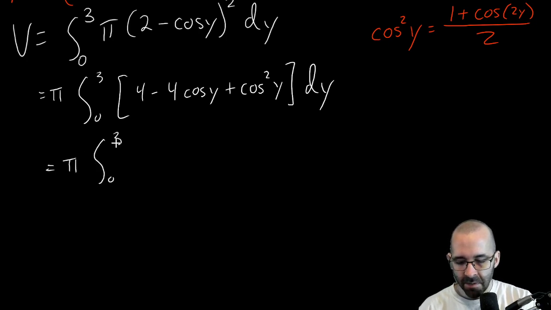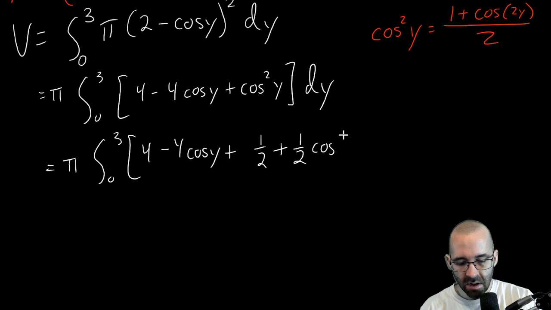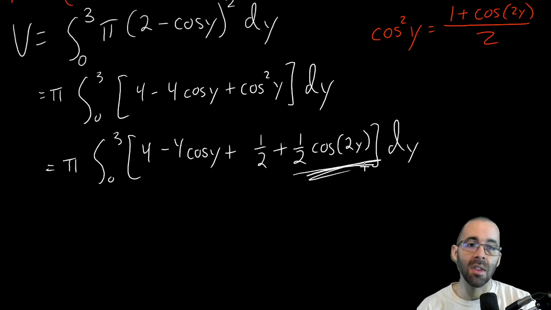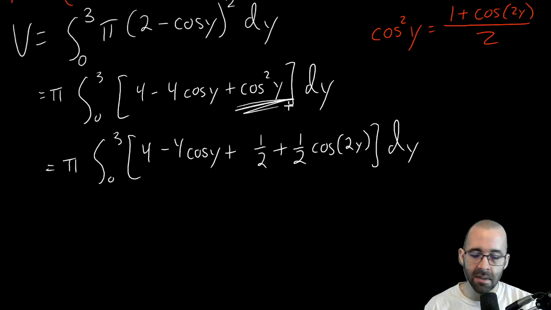So what we have is we can rewrite this integrand. 4 minus 4 cosine of y plus cosine squared is just 1. Let's write it as 1/2 times 1 plus cosine. Actually, let's just save a bunch of steps and distribute the 1/2. 1/2 plus 1/2 cosine of 2y dy. And now we can do this guy with a u substitution. Whereas this guy, we cannot integrate.